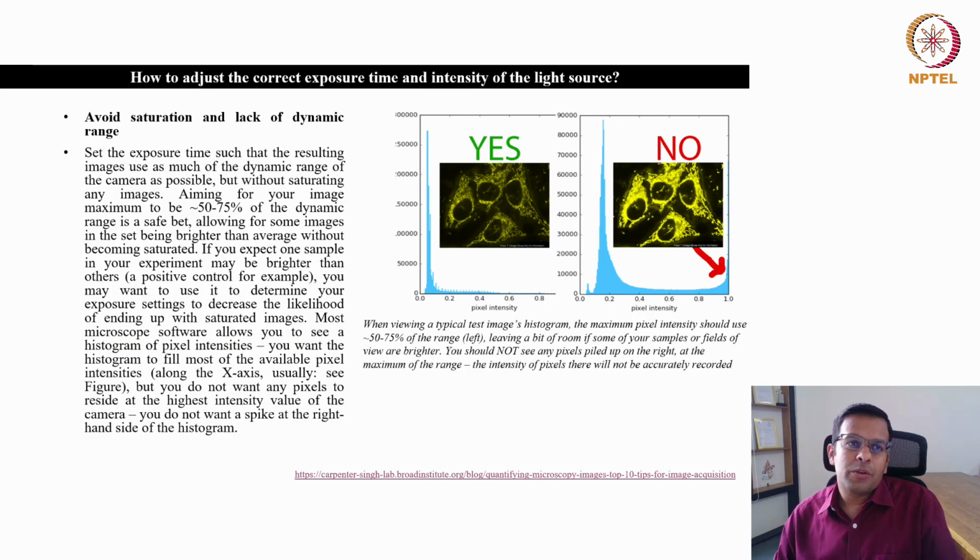The next major question is how to adjust the correct exposure time and intensity of the light source. Let's say you put your sample on the microscope stage and focus your cells, and now you switch to the fluorescence mode. Then you will start seeing your fluorescence signal, something like this. But how will you ensure that whatever exposure time or light intensity you are using is correct, and not too high or too low?